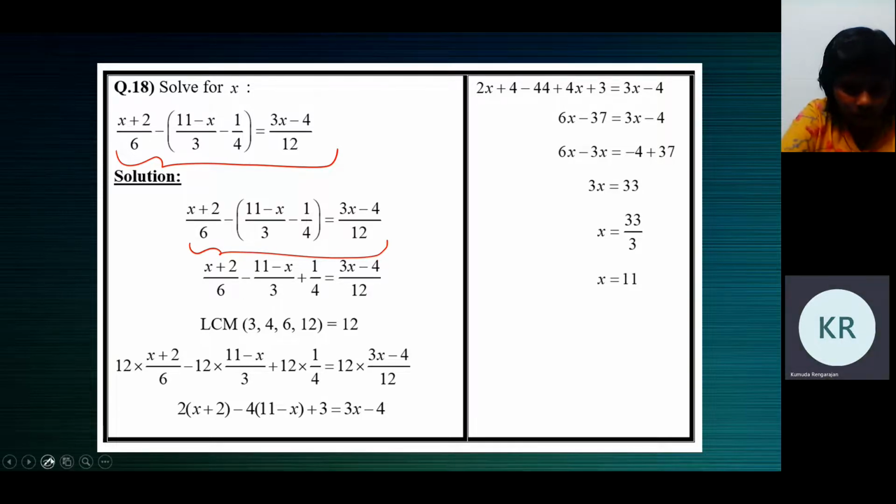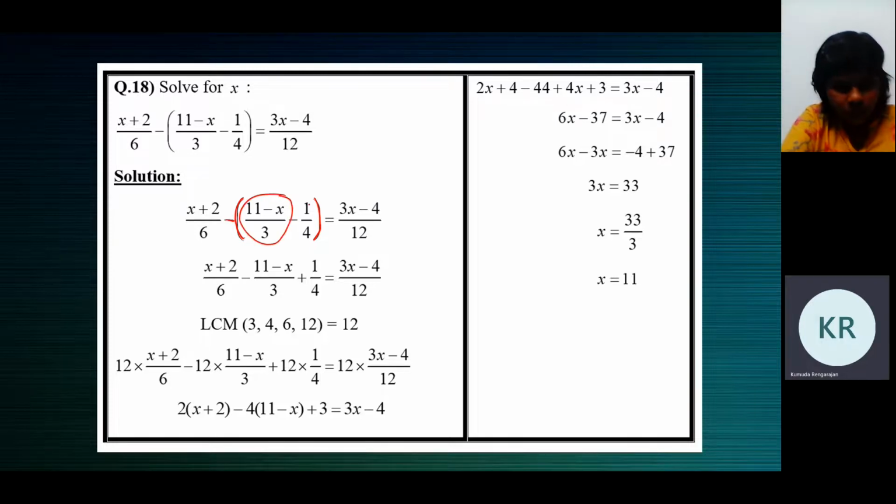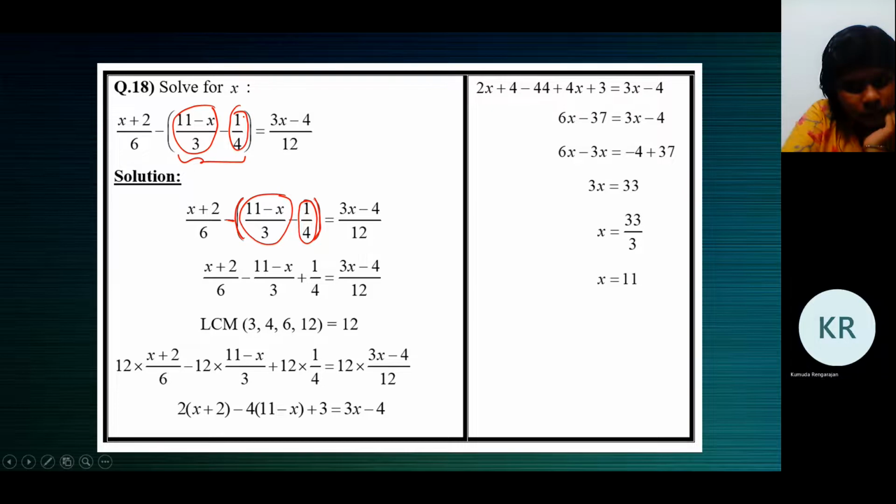Then I've opened the bracket. You can see a bracket here. In the next step, I've removed the bracket. How? By multiplying the sign which is outside the bracket with these two terms here. There are two terms inside the bracket. This is one fraction, and this is the other fraction. So inside the bracket, we have two fractions. Yes or no, Bhavishya?